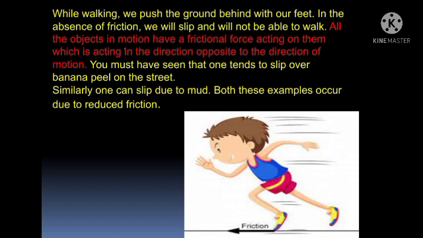So while walking, we push the ground behind with our feet. Friction is created so that we can move further. And in the absence of friction, there is no interlocking between the two objects, so one tends to slip down. Why does it happen so, students? Because of the reduced friction. Have you all understood what frictional force is?